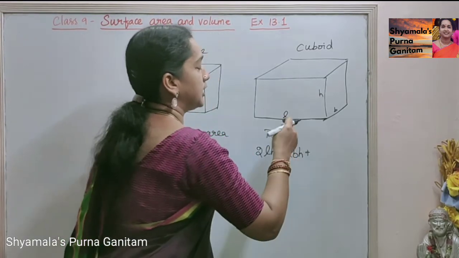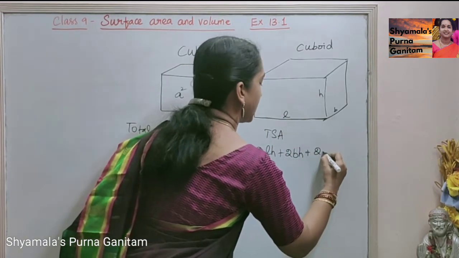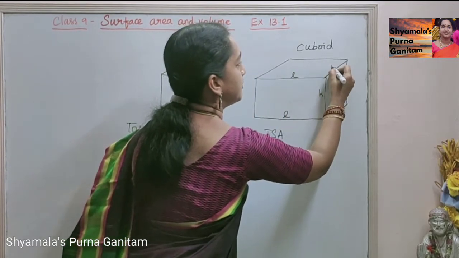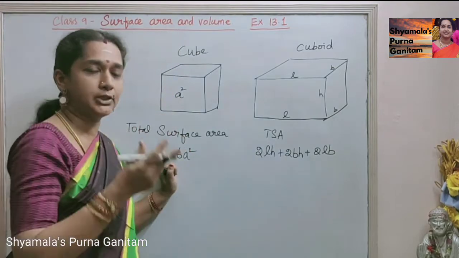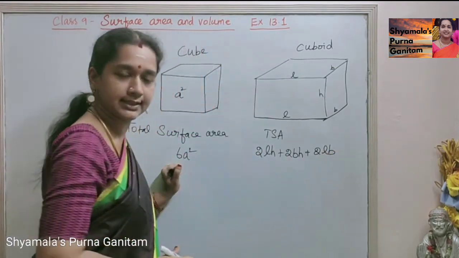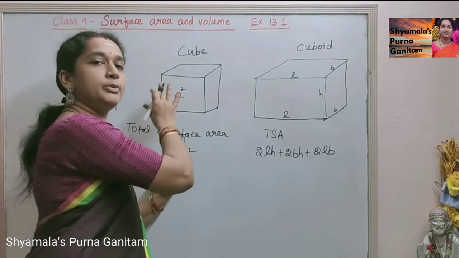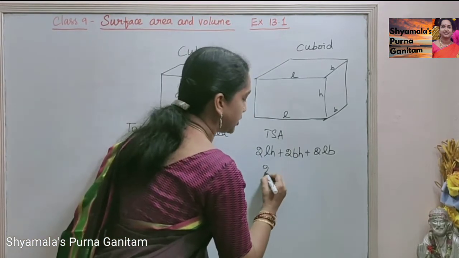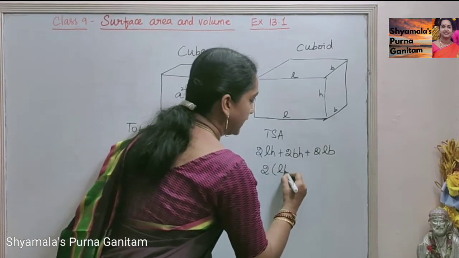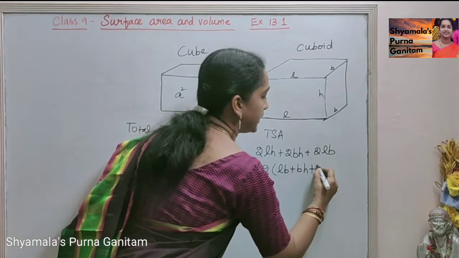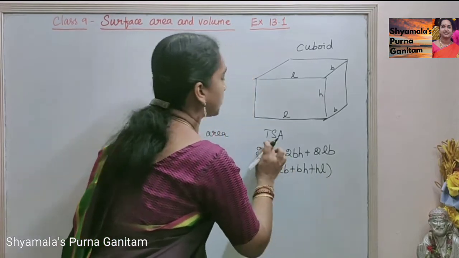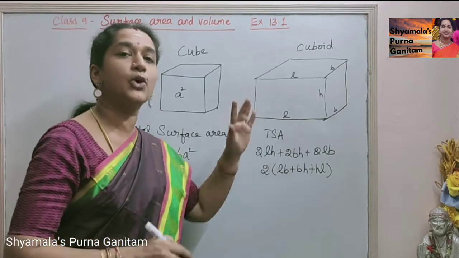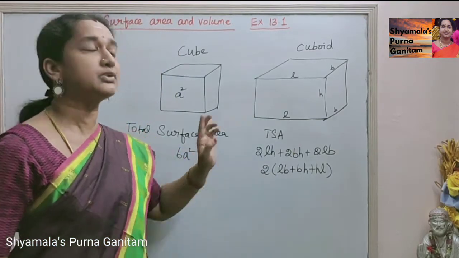Then the other one is 2 into length into breadth. This is length and this one is breadth. Like this you will be having two sides. So when you add all these, as for a cube, you will be having 6 faces for a cuboid also. You will get 2 into (LB plus BH plus HL). This is the formula for total surface area of a cuboid. So using these two formulas only, we are going to do this first exercise.